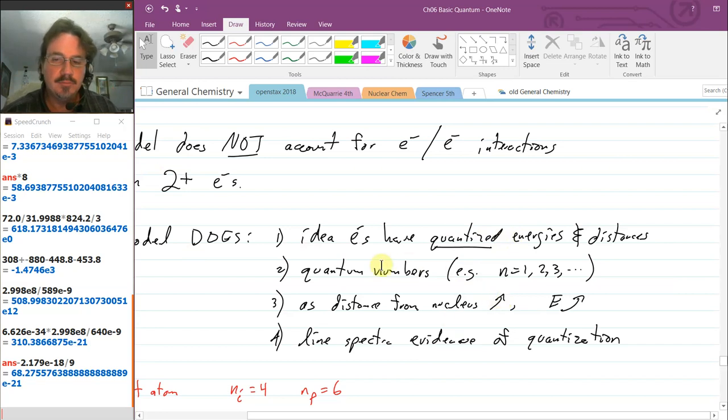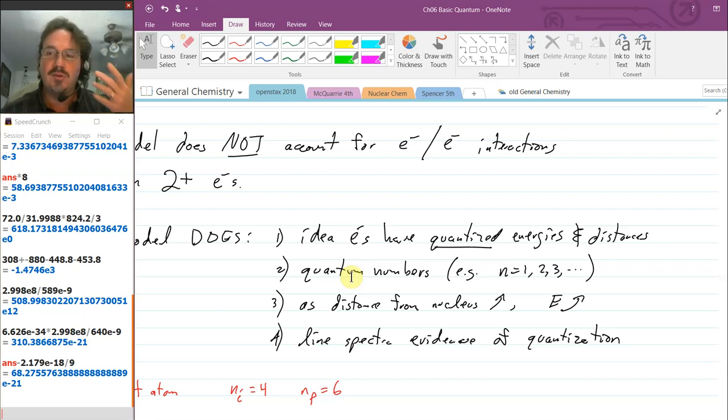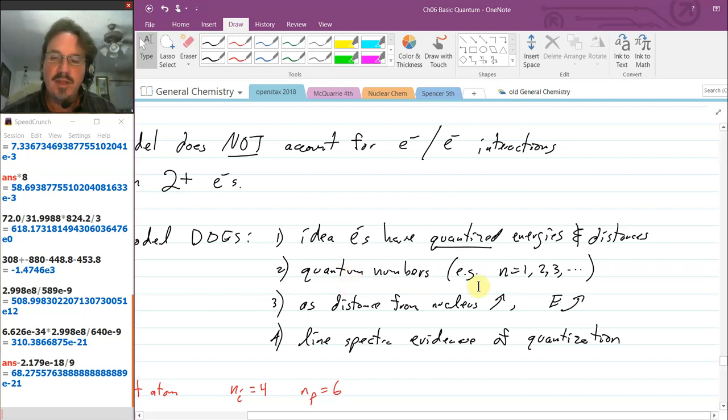Number 2, quantum numbers. Those n's, n equals 1, 2, 3. Right? The idea of a quantum number is being able to address or index, if you will, these different energy states. Very important. That shows up in the Bohr model.